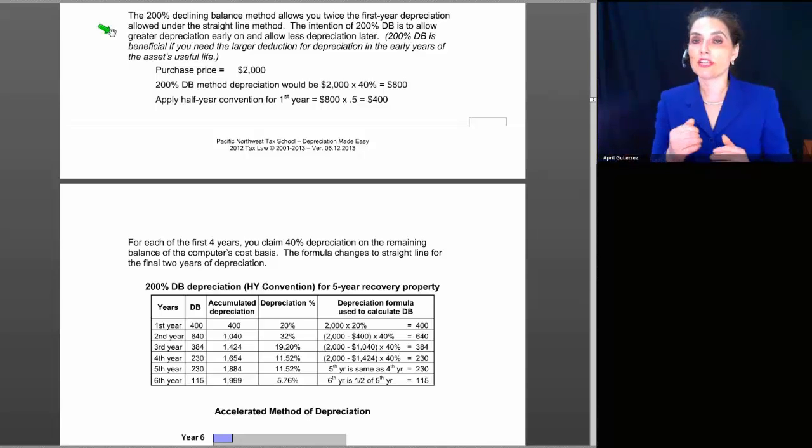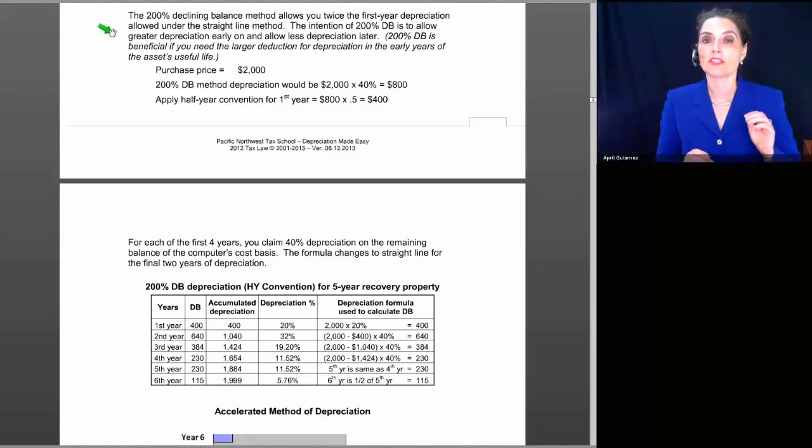Now bear in mind that your tax software in all likelihood is probably defaulting to accelerated depreciation. And so if you think your client might benefit from straight line, that's a discussion you have with them, and you're probably going to have to override or make selections in your computer to choose straight line.